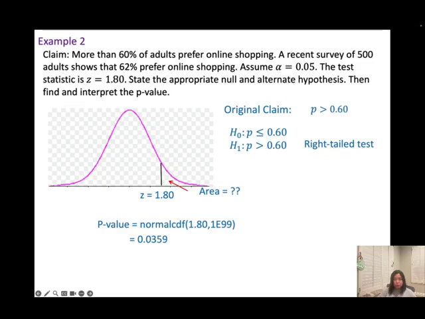Okay, after we find the p-value, we need to interpret the p-value. So my p-value is 0.0359, and my significance level is 0.05, right? It's given. So will it be greater than or less than? That will be less than, right? When the p-value is less than the significance level, we're going to reject.